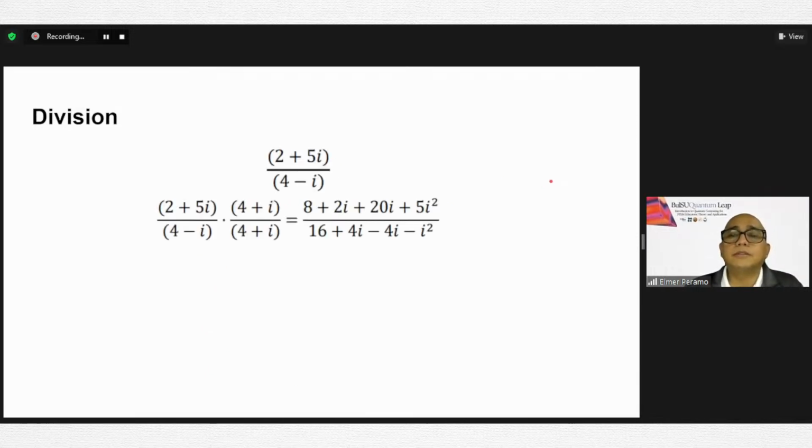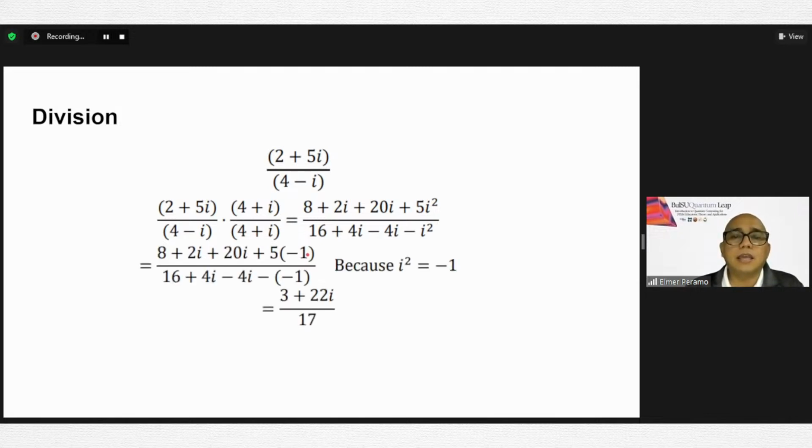Example. So this is the denominator. What's the complex conjugate of 4 minus I? 4 plus I. So multiply this by 4 plus I divided by 4 plus I, and then simplify. You're going to have this one, which is 3 over 17 plus 22 over 17 I, so that we can see the A part and the B part.